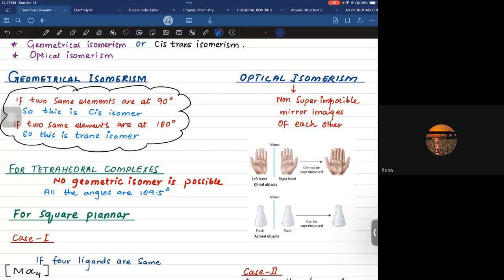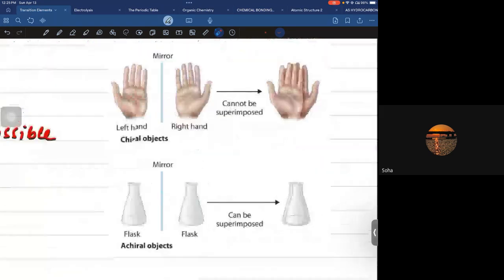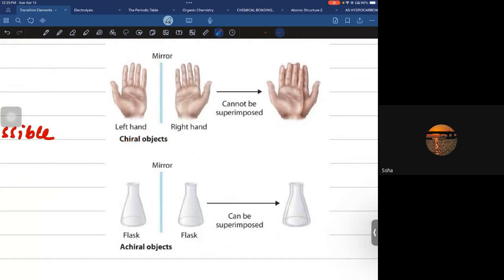What do you mean by non-superimposable mirror images? If you can see, this is my left hand, this is my right hand. The mirror image of this left hand would be the right hand. And if you are going to superimpose it, they cannot be superimposed, just like that. So the flasks can be superimposed 100%. So this is not an optical isomer. This would be giving you optical isomerism. That's the key point.